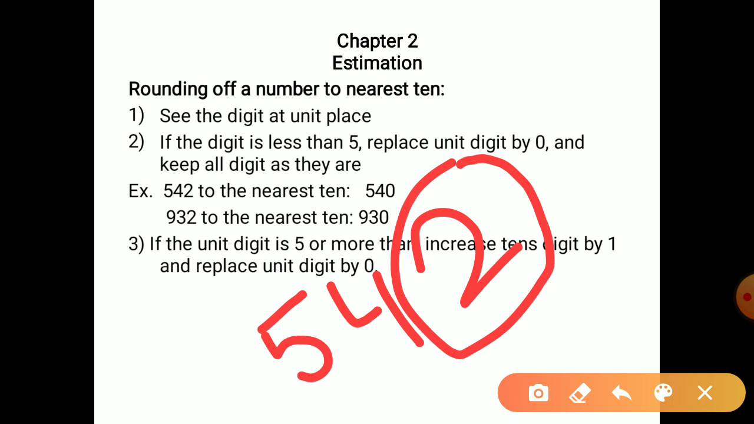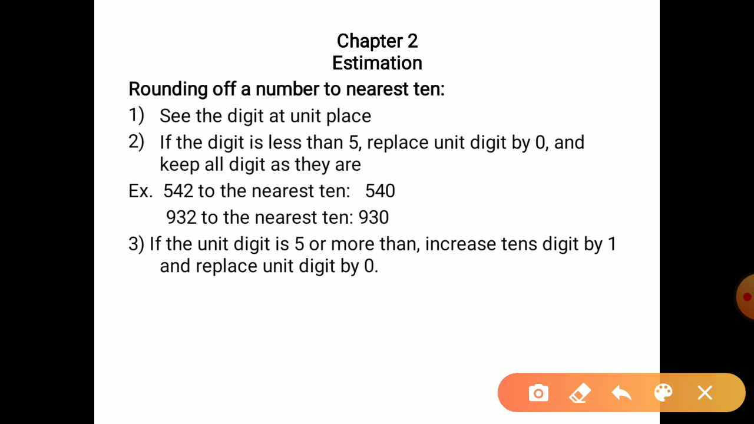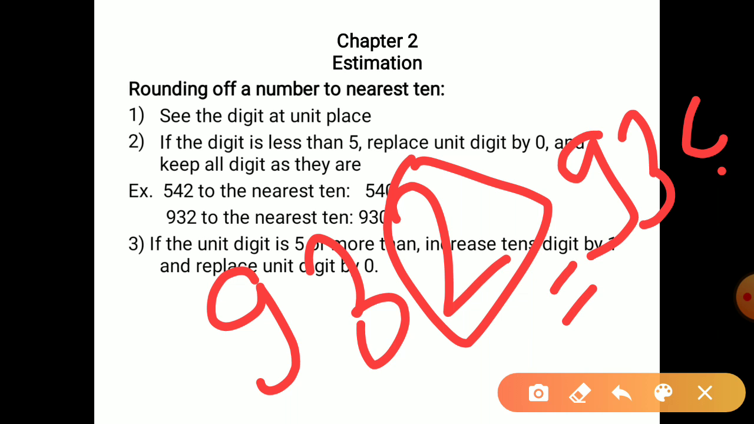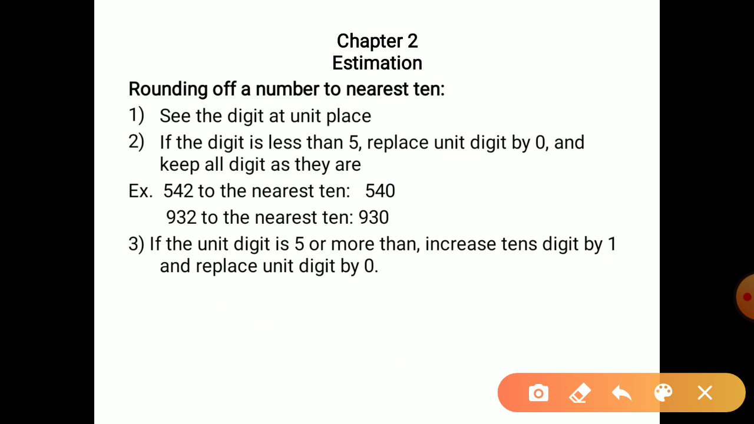The second step says that if my digit is less than 5, and we know that 2 is less than 5, so what will we do? We will make this digit 0. So our answer will be 540. Take another example. Suppose our number is 932. Now our ones digit is 2 and 2 is less than 5. So our answer will be 930.